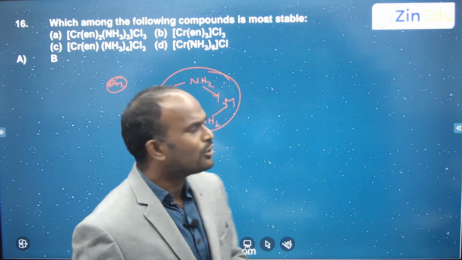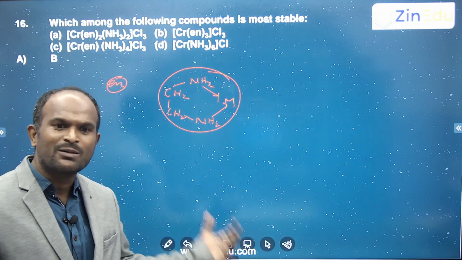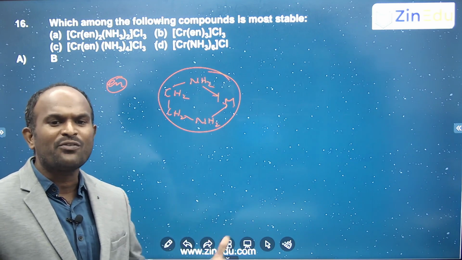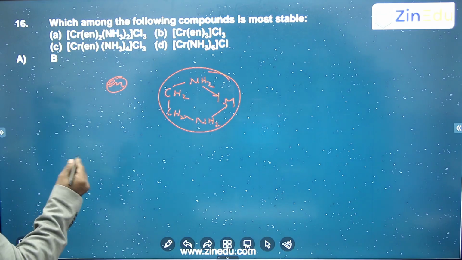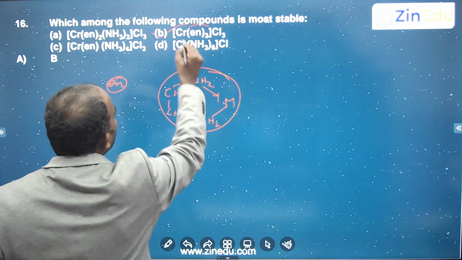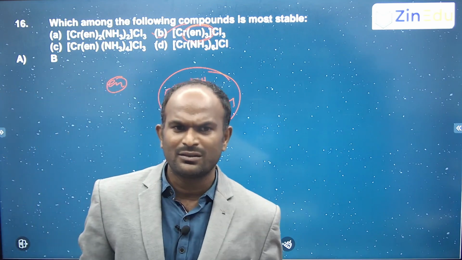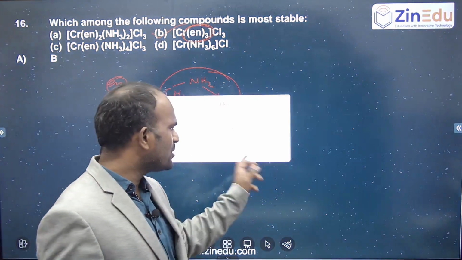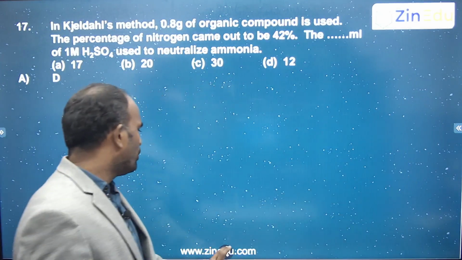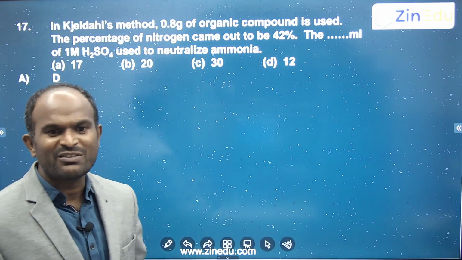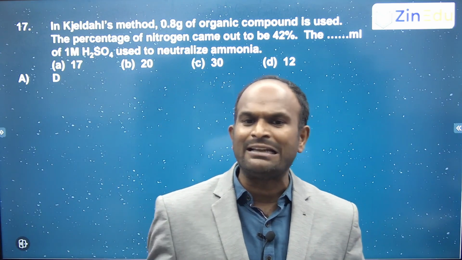So here also, the more the chelation, the more the stability. When you have more ethylene diamine, the stability of the complex will be more. Here 3 ethylene diamines are there, therefore it is more stable, right? This is also quite easy. That's why we keep on mentioning, don't miss out any concept which is there in the NCERT textbook. All these are going to be very vital.